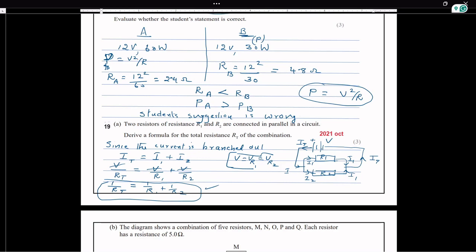So current is branched out, so we are starting from that. Total current is I1 plus I2. We are writing the value of current in terms of voltage and resistance. So we know that I is equal to V over R, Ohm's law. From that, we are writing and we are getting the equation.